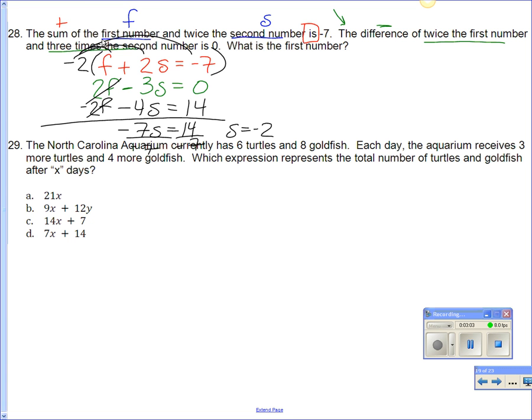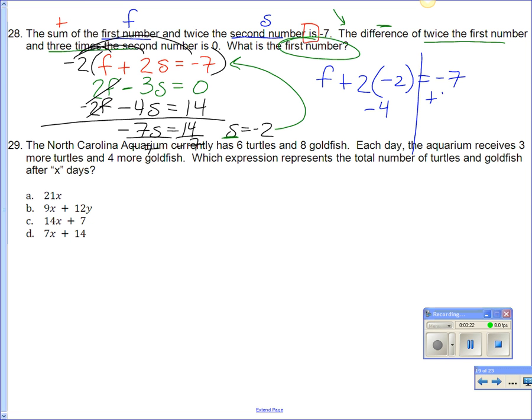Remember to always go back and read the question. It says, what is the first number? Well, I found the second number, so I'm going to have to plug it in. So plug it into that first one. So f plus 2, parentheses, -2 equals -7. 2 times -2 is -4. When you move it over here, it becomes +4. So f equals 3. Sorry, -3. -7 plus 4 is -3.